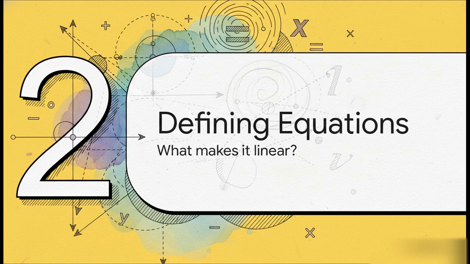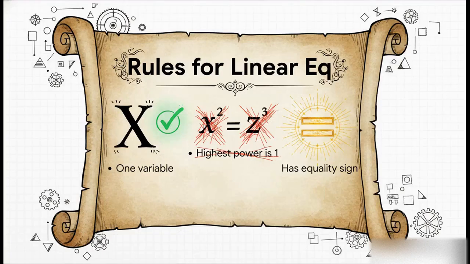Moving right along to Section 2, defining linear equations. So what actually makes an equation linear and in one variable? Well, first off, it can only use one letter, so just x. No sneaking a y in there too. Also, the highest power of that variable has to be exactly 1. This means absolutely no x squared or z cubed allowed. If you see an exponent higher than 1 on your variable, it is no longer linear.